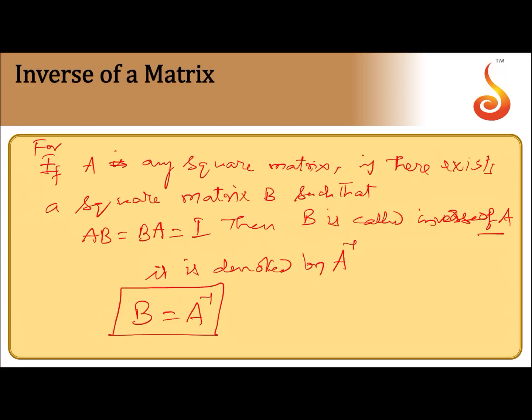I would repeat once again. For A, any square matrix, if there exists a square matrix B such that AB is equal to BA is equal to I, then B is called the inverse of A, denoted by A inverse. B is equal to A inverse. So we shall discuss this in more detail after the determinant process is over.